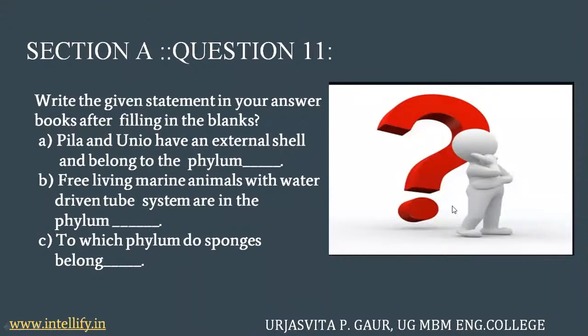So the first question of the module says, write the given statements in your answer books after filling in the blanks. A part says, Pila and Unio have an external shell and belong to the phylum what? Then free-living marine animals with water-driven systems are in the phylum, fill in the blanks again, and to which phylum do sponges belong?